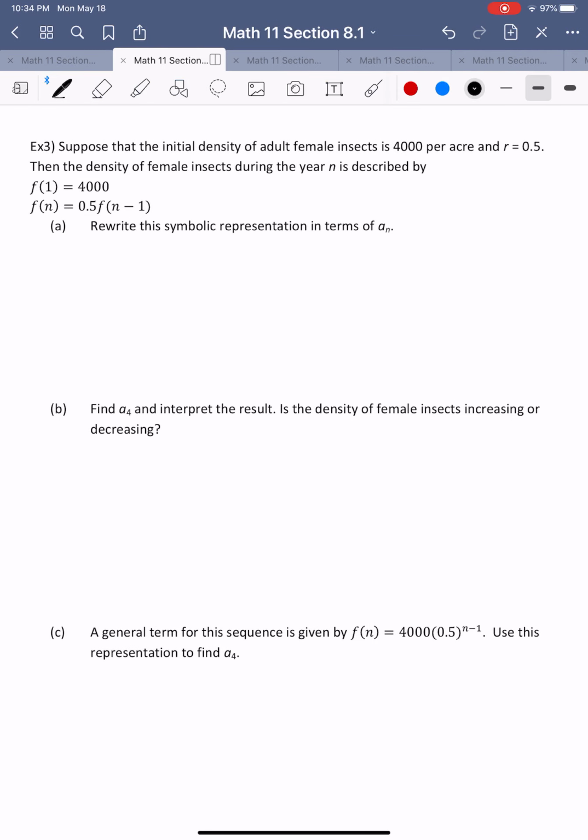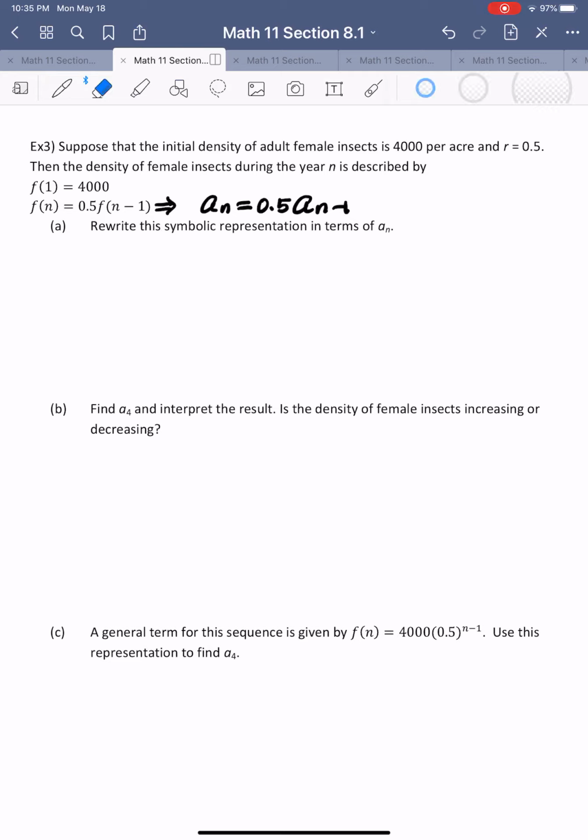Okay, example 3. Suppose that the initial density of a female insect is 4,000 per acre and the R equal to 0.5. Then the density of the female insect during the year n is described by f of 1 equal to 4,000. So that is the initial number. And then the function goes with 0.5 times f of n minus 1. So if you want to rewrite this one, a sub n is 0.5 times a sub n minus 1. Okay, so you just need to multiply by 0.5. So actually it becomes decreasing.